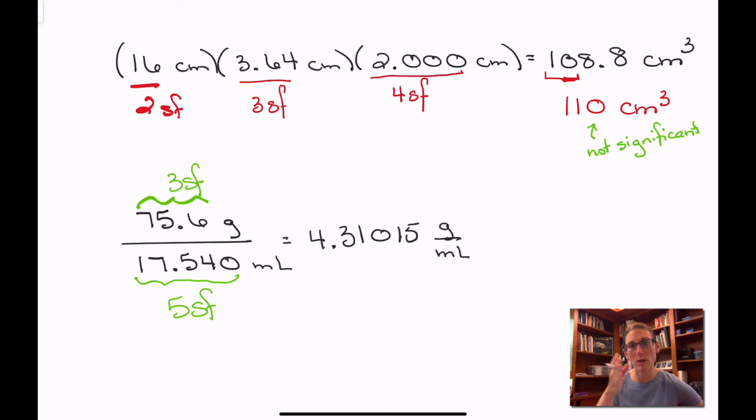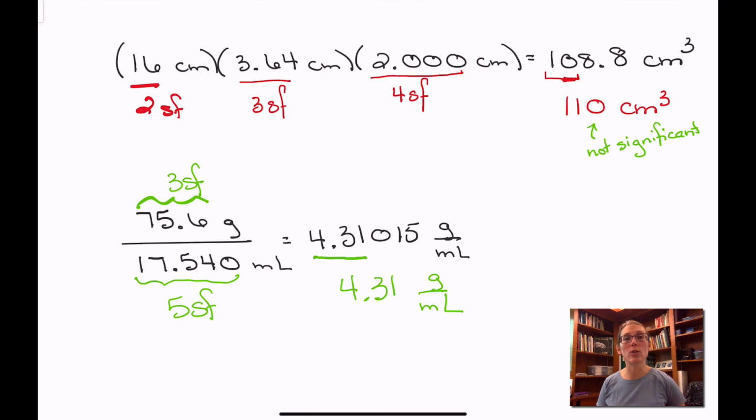So again, I'm going to start with my first non-zero number and count over 3 digits. And then I'm going to round. Well, this rounds to 4.31 grams per milliliter because what remains is less than halfway to the next number, less than halfway to 4.32.